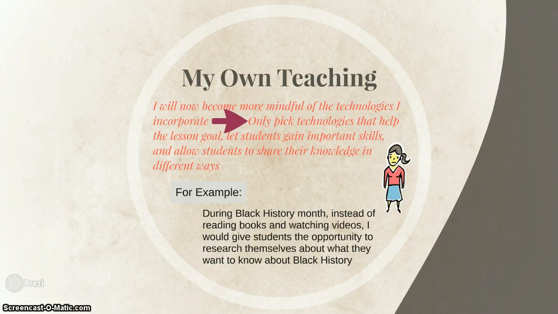So an example of this is that many times in elementary school they do themed months, and February is Black History Month, I believe. So instead of having students just read books or me reading books to them, I'll give them the opportunity to have an inquiry process. And instead of just reading, they can research themselves with a partner and then choose what they want to know and what they want to communicate to the rest of the class about Black History Month.